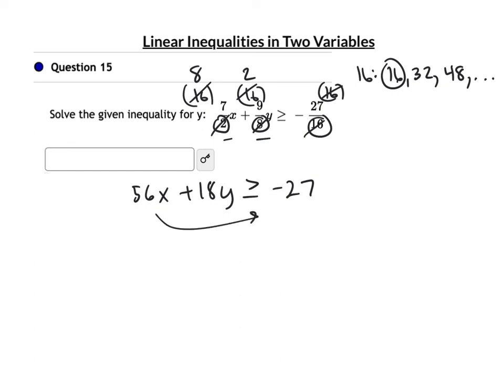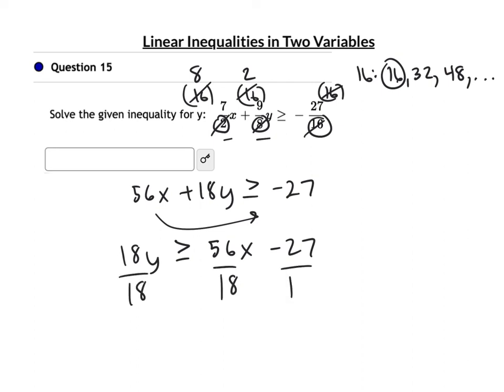And we're going to move the x over. So 18y is greater than or equal to 56x minus 27. And we'll divide everything by 18. Remember, if you divide by a negative to flip the sign, y is greater than or equal to. Now 56 over 18 does simplify. It's at least divisible by 2. They're both even.